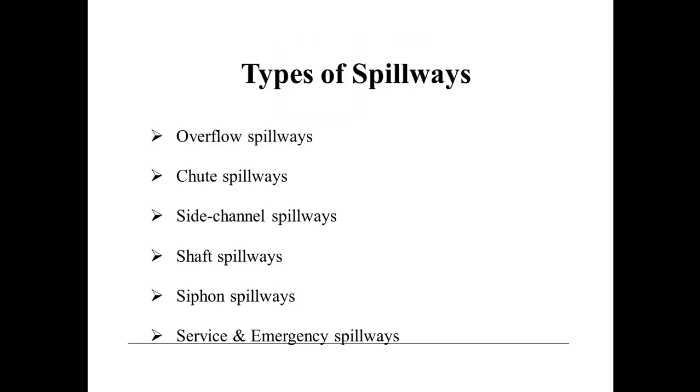Next are the types of spillways. The types of spillways include overflow spillways, chute spillways, side channel spillways, shaft spillways, siphon spillways, and the last one is the service and emergency spillways. So these are the different types of spillways, and we will study them one by one.